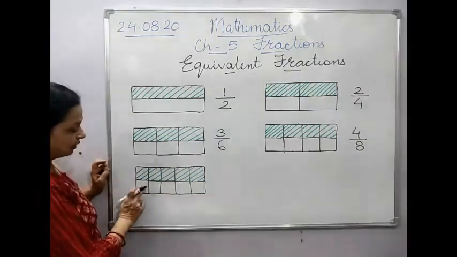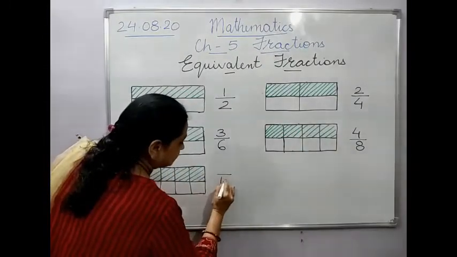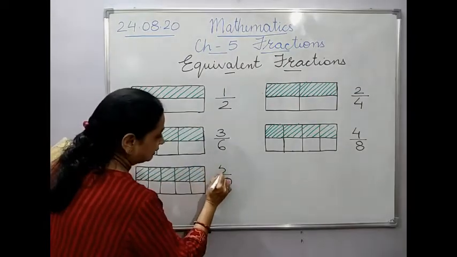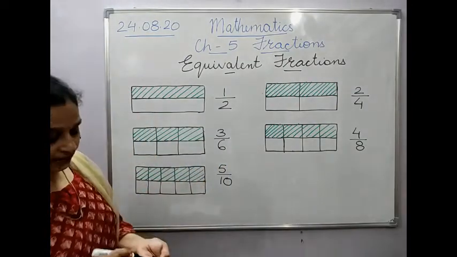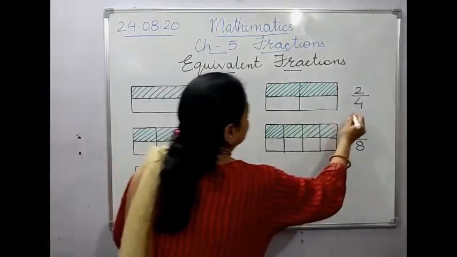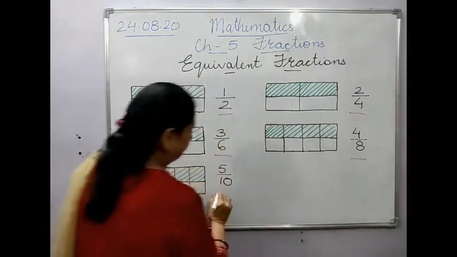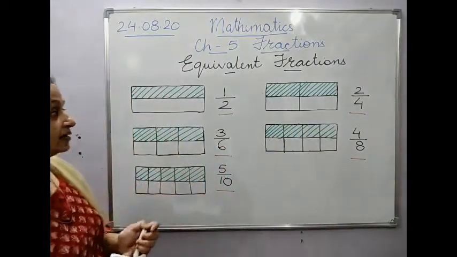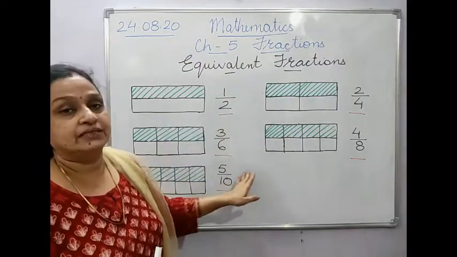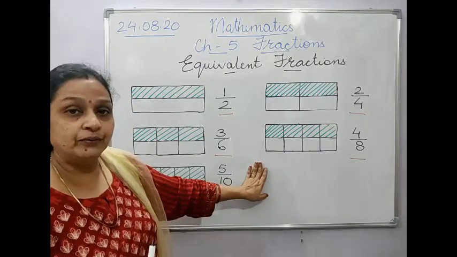Now see here, 1, 2, 3, 4, 5, 6, 7, 8, 9, 10. Total parts are 10, out of which 5 are shaded. So these are the fractions: 1 upon 2, 2 upon 4, 3 upon 6, 4 upon 8 and 5 upon 10 are the fractions for the shaded part in each of these rectangles. Is it clear? This much is clear to everyone.